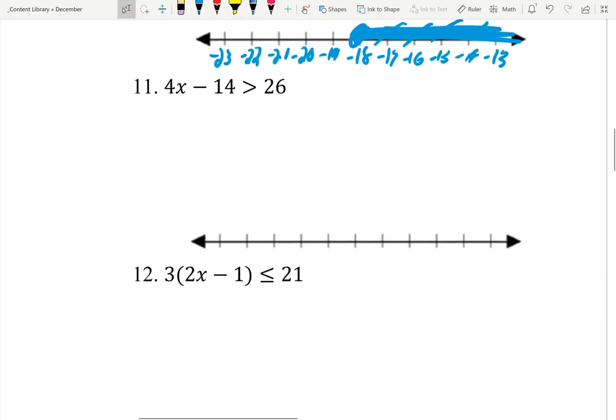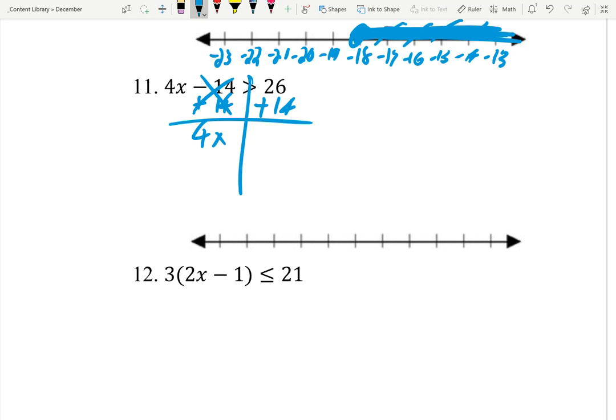Number 11. Again, solve it like a normal equation. So add 14 to cancel out 14, so plus 14. This gives us 4x greater than 40. Then divide by 4. Now, notice we're not dividing by a negative, right? We divided by a positive 4, so the sign does not flip around. It stays the same way. 40 divided by 4 becomes 10.